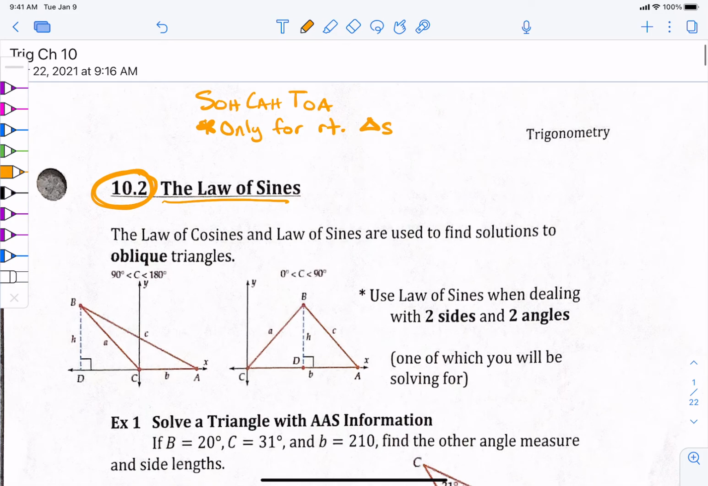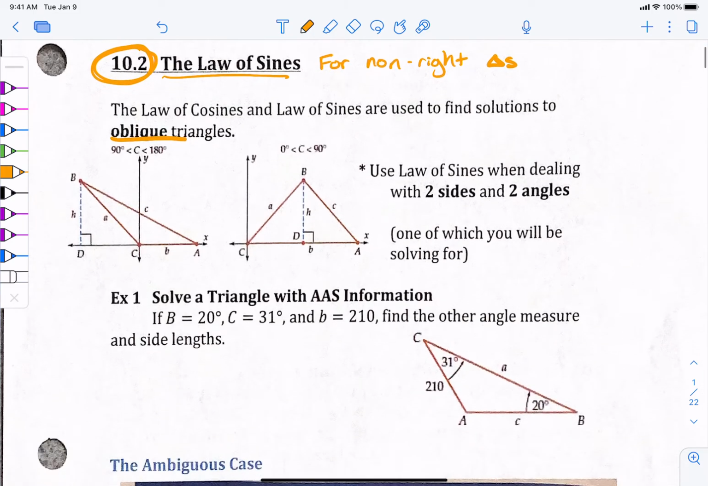You use the law of sines, and these are called oblique triangles. I call them non-right triangles, or you can call them oblique triangles. It doesn't matter. If you don't have a right triangle and you're trying to find the sides or the angles of a triangle, you use the law of sines, or the law of cosines, which is what we're going to do in section 10.1. Okay? Good?